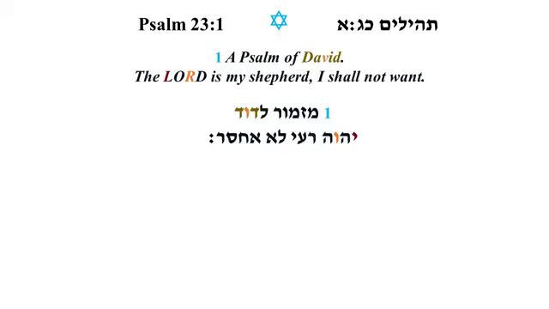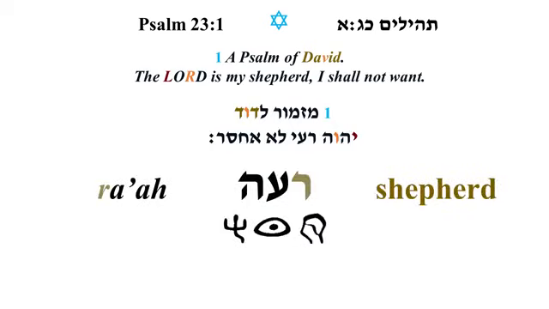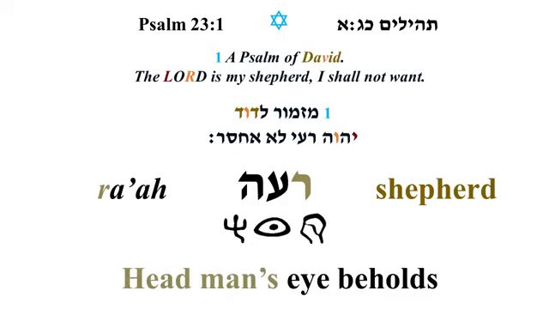Psalm 23, verse 1, a psalm of David. Yahweh is my shepherd, I shall not want. We all know this one, right? The Lord is my shepherd, I shall not want. The word shepherd here is ra'ah. It's a resh, ayin, hey. And I put the pictographs in. Resh is a head. Ayin is an eye. Hey is behold. And if you just look at the pictographs, it defines the word shepherd. It's the head man. His eye beholds the sheep, right?